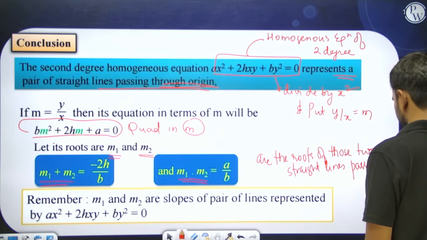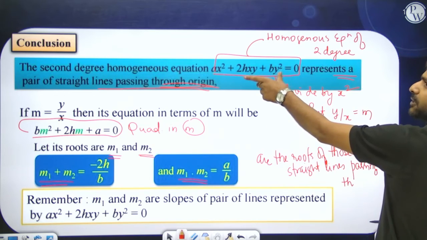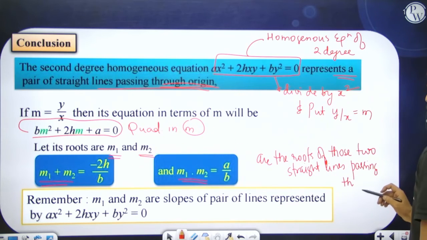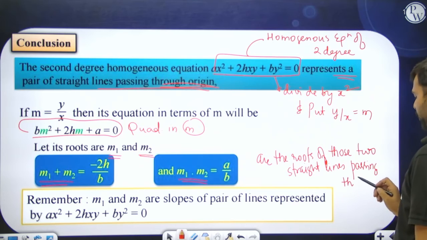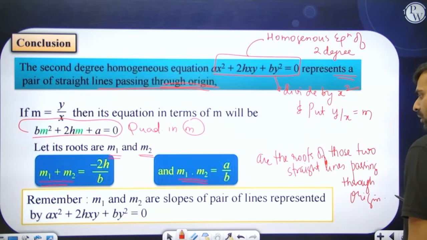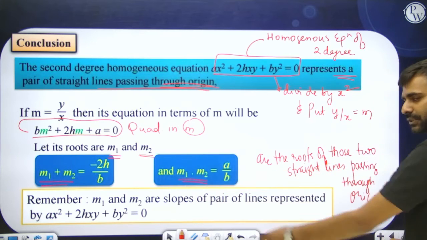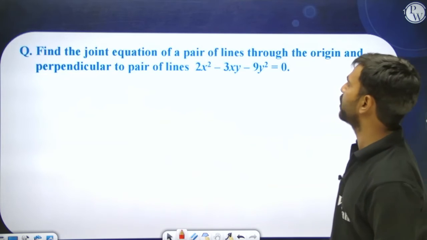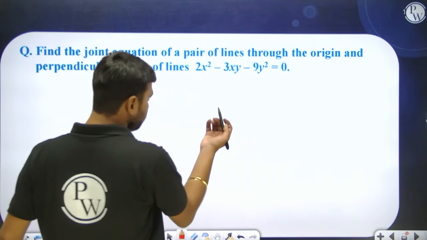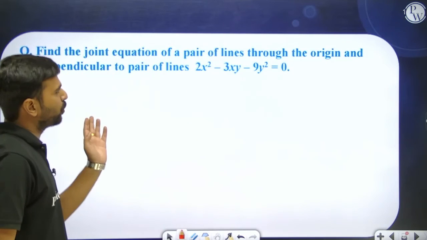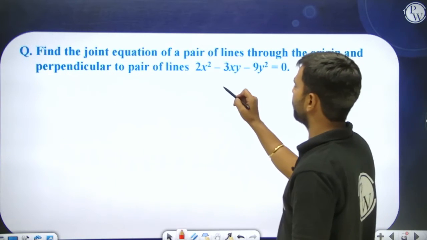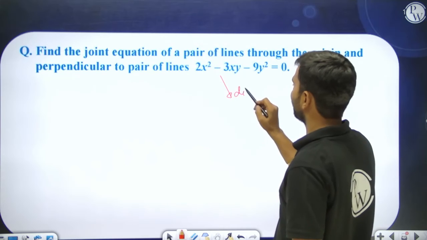Do remember this. Since this is the product of two straight lines passing through the origin, the moment we form a quadratic in m and get the two roots m1 and m2, those are nothing but the slopes of the two lines passing through the origin. m1 and m2 are the slopes of the lines represented by this. Find the joint equation of the pair of lines through the origin and perpendicular to this pair of lines. That is also one formula which you can remember. From here you can see that first you will divide by x square.